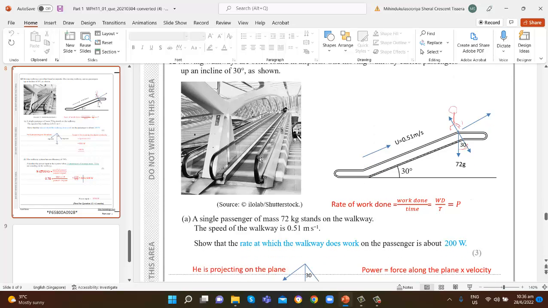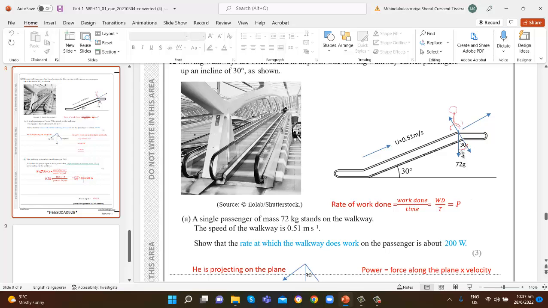Since they have given the picture and also the diagram, now see, you mark everything. You mark u is 0.51 m. The man is here and it is at an angle of 30.